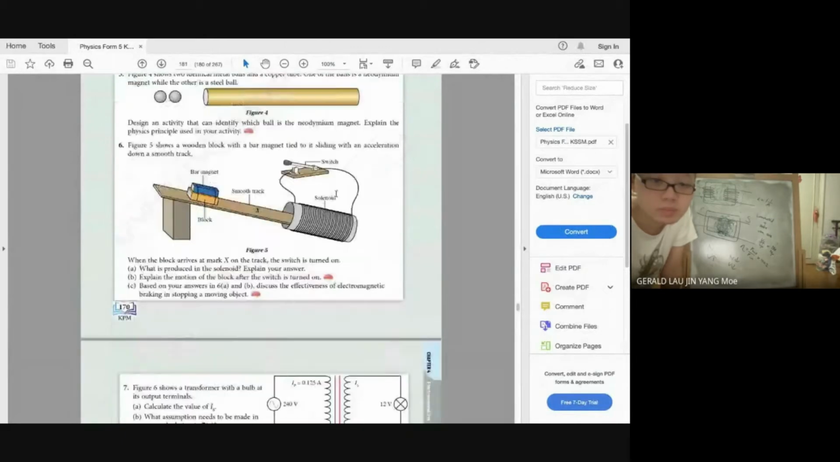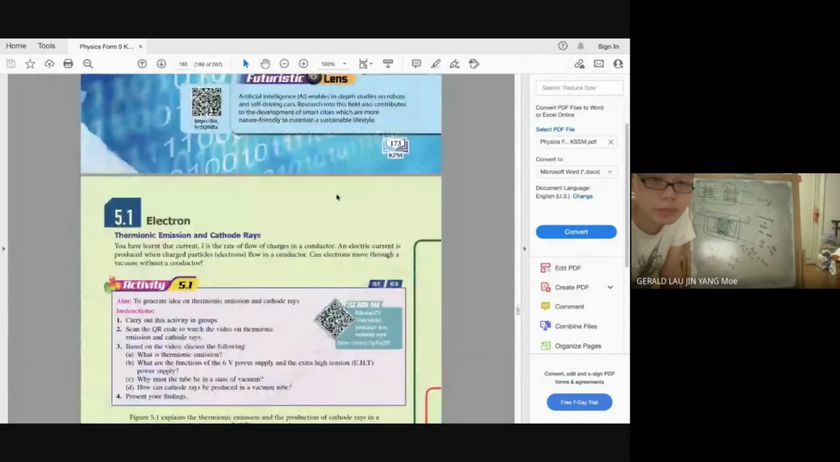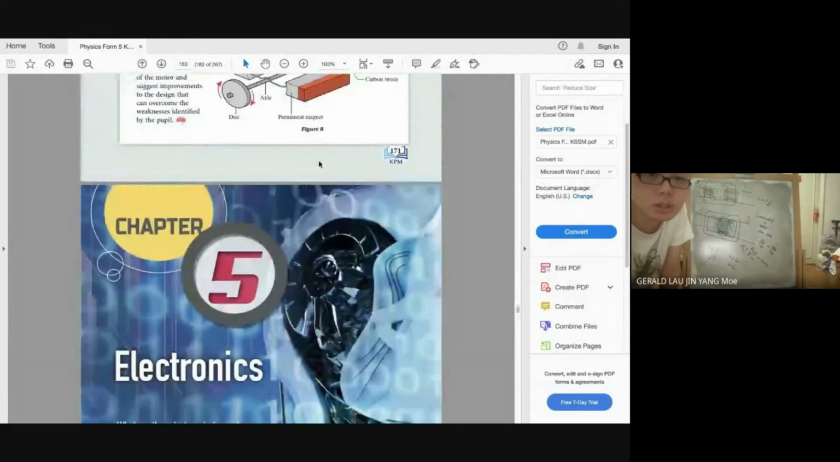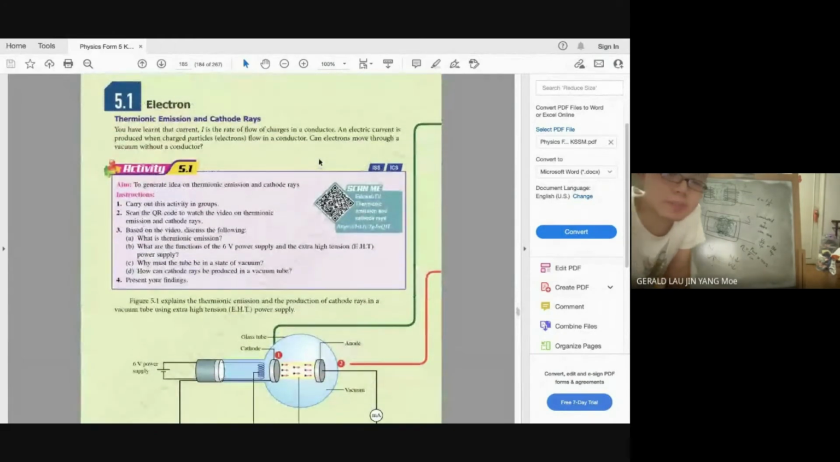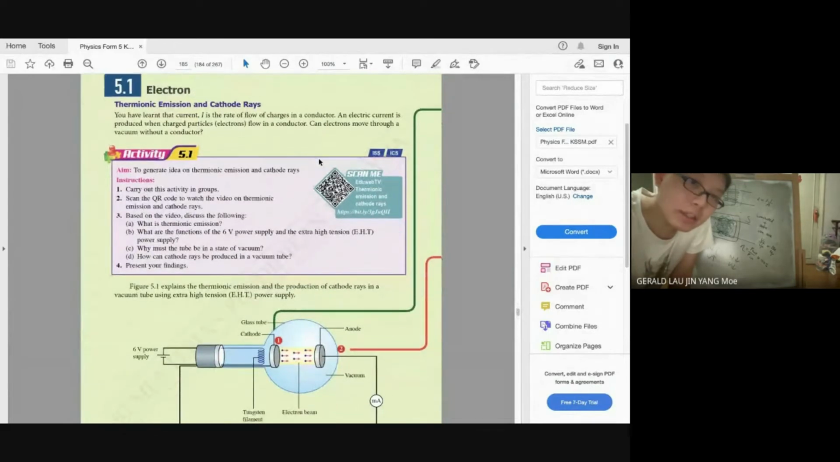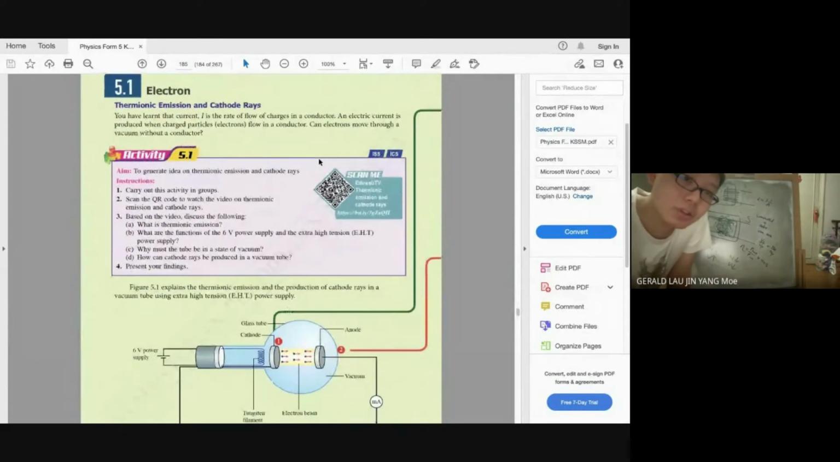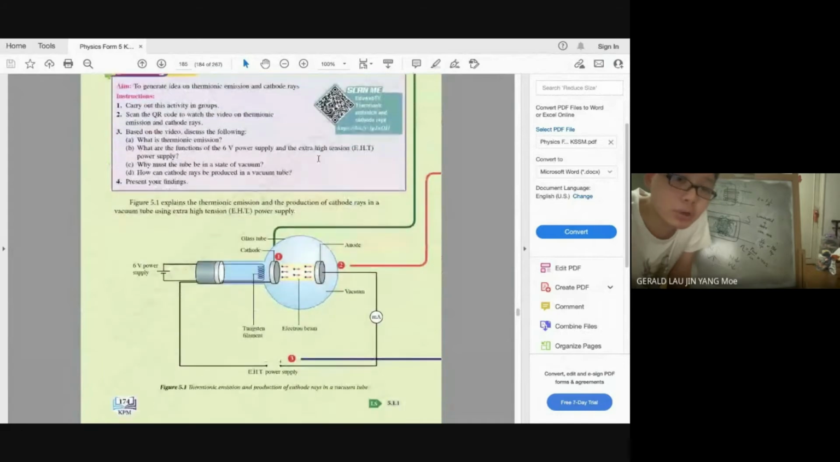Good. Okay, now we go to chapter 5, electronics. Honestly, this chapter also, you have to read and memorize a lot. Not my favorite chapter also. First of all, you are introduced to thermionic emission and the cathode ray tube.